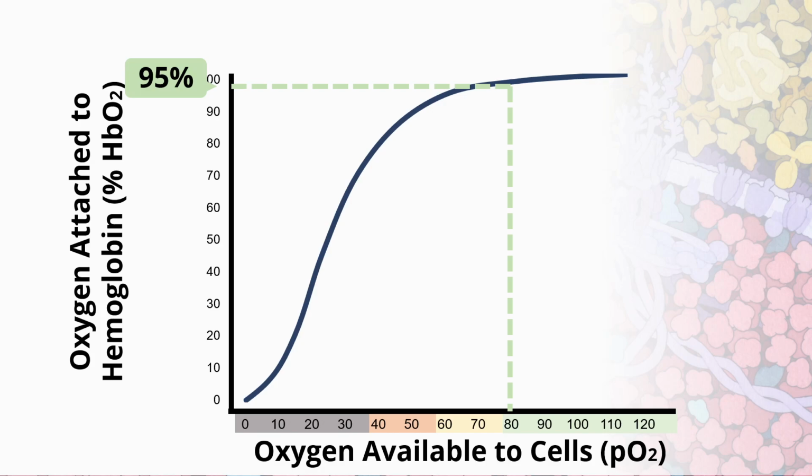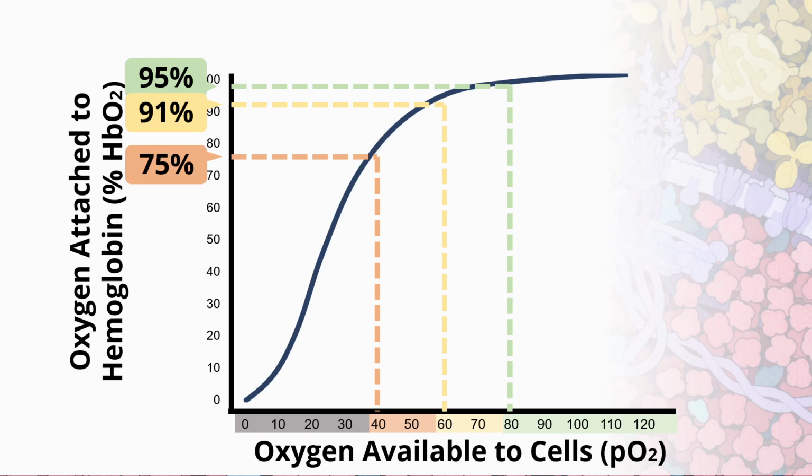If we measure up from a PO2 of 60, we see that the percentage of oxygen attached to hemoglobin drops slightly. 91% is concerning, and we would provide supplemental oxygen to these patients. If we move down to a PO2 of 40, we now see the beginnings of a precipitous drop in oxygen saturation, and 75% is very concerning, and these patients would be considered very sick.